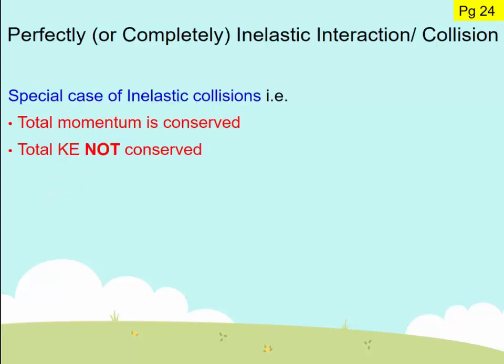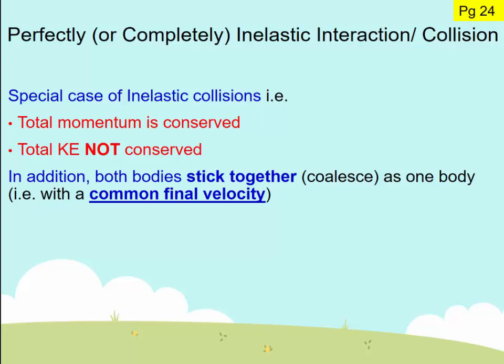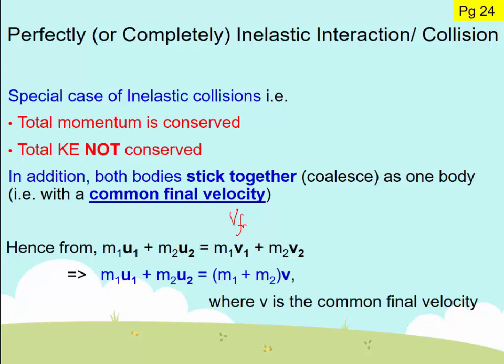In a special case of inelastic collision, we have a perfectly or completely inelastic interaction or collision. Again, because it is a type of inelastic collision, total momentum is conserved, but total KE is not conserved. In addition, both bodies will stick together after collision. So we can say they have a common final velocity. If we write in equation form from conservation of momentum, since they have the same common final velocity, the equation can be simplified and written as follows.